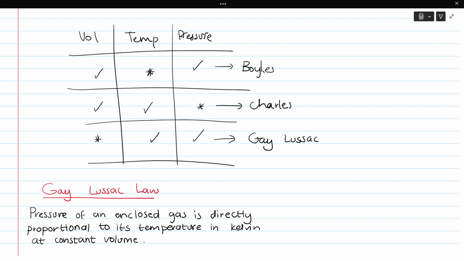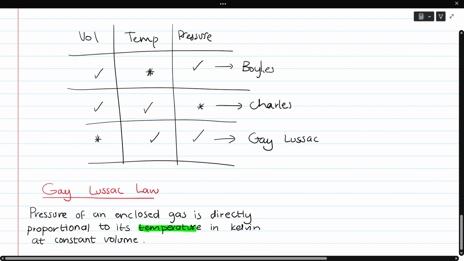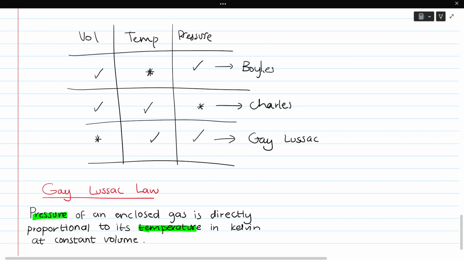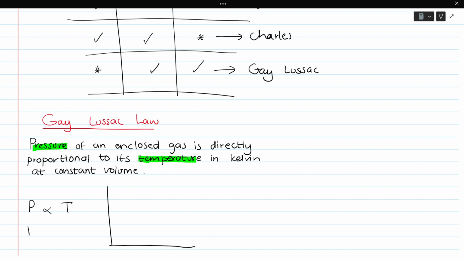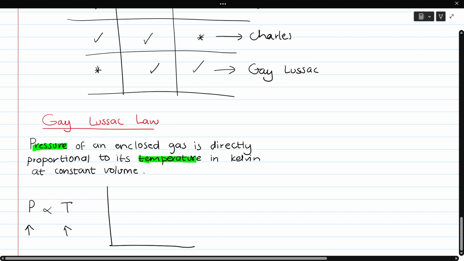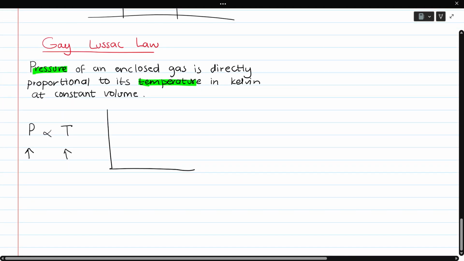So for Gay-Lussac, we can obviously see we've got temperature and we've got pressure that is changing, and volume is the variable that is kept constant. And they're also telling us that it's directly proportional. That means that P is directly proportional to temperature. So in other words, as you increase your temperature, your pressure is also going to increase. As you decrease your pressure, your temperature is also going to decrease.